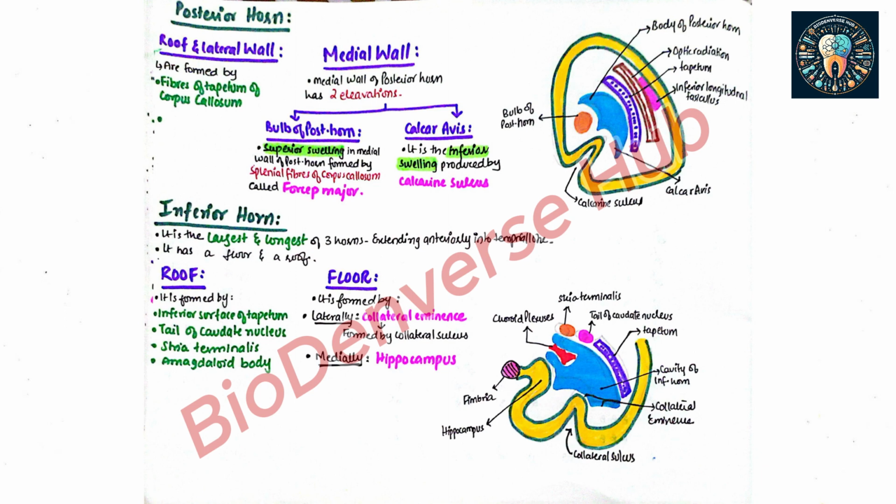After that, we will be studying the floor. It is formed laterally by the collateral eminence, which is formed by the collateral sulcus, and medially by the hippocampus. As you can see in the diagram, outlined in the yellow color we have the hippocampus, and we have the collateral sulcus forming the collateral eminence. So this was all about the lateral ventricle and the parts that were discussed in detail.